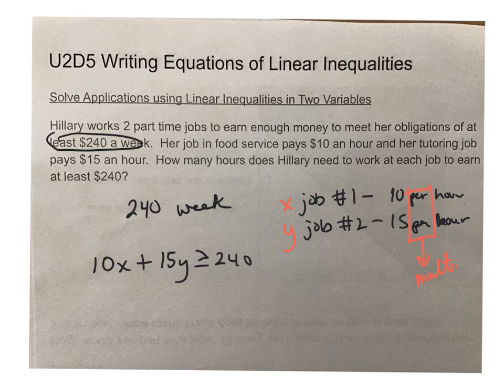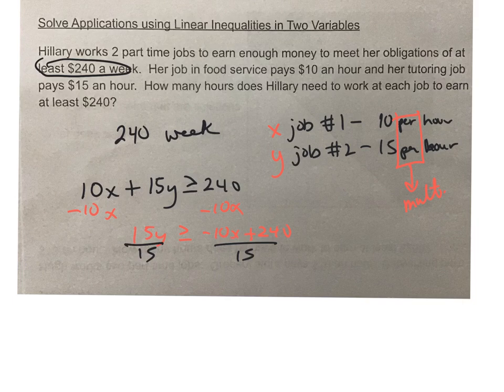So now what we would do is take this statement and put it into y equals mx plus b. So we start off by subtracting 10x over. So you get 15y is greater than or equal to negative 10x plus 240. Next, divide by 15, applying everything that we learned. So finally, the inequality that would represent this whole statement is y is greater than or equal to negative 2/3 x plus 16.